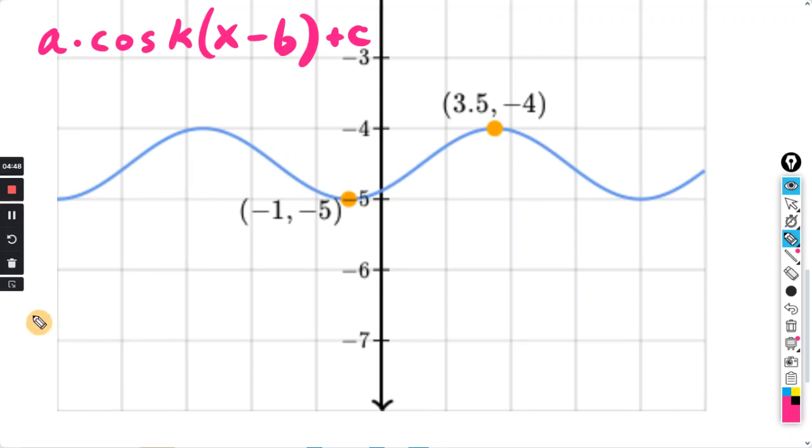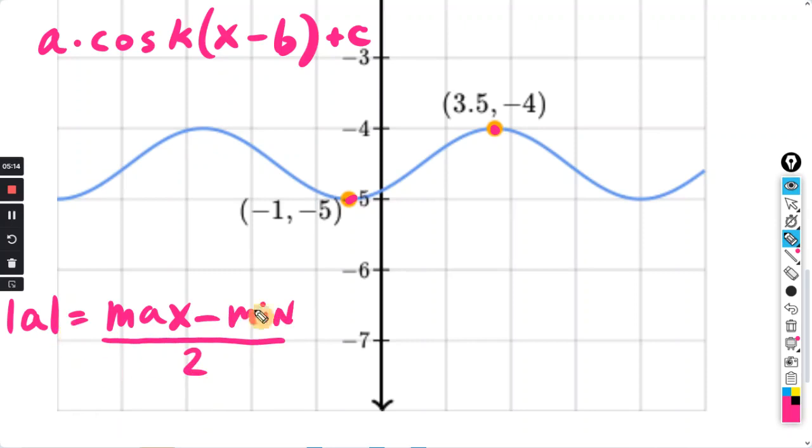Anyhow, let us start with the amplitude. That's going to be the absolute value of A. We have a minimum and a maximum. So the amplitude is going to be the maximum minus the minimum, divided by 2, because the amplitude is basically half the height. If you went in the middle right here of this graph, the amplitude would be that vertical distance right there. So we're looking at y coordinates. The maximum is at -4.